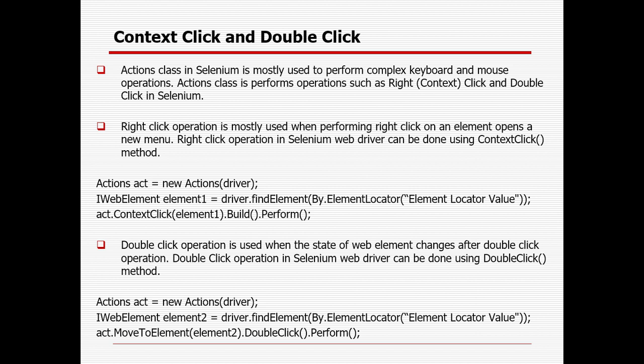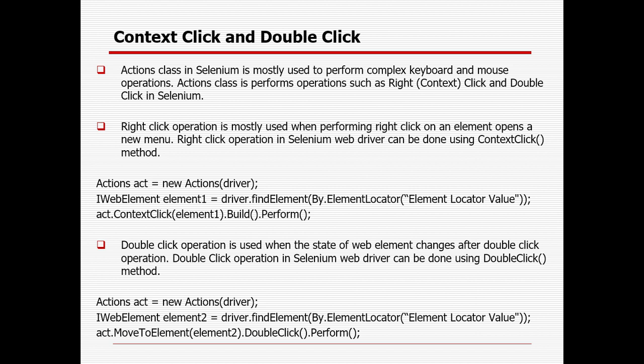So the Actions class in Selenium is mostly used to perform complex keyboard and mouse operations. The Actions class performs operations such as right or context click and double click in Selenium. Right click or context click is mostly used when performing a right click on an element opens a new menu. Right click operation in Selenium WebDriver can be done with the help of the context click method available in the Actions class. So first we need to create an object or instance for the Actions class.